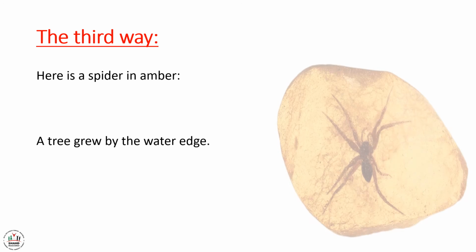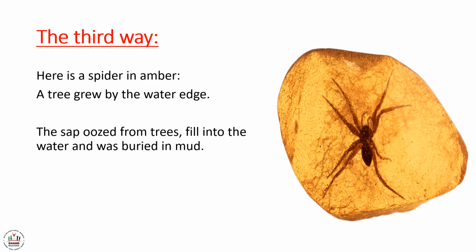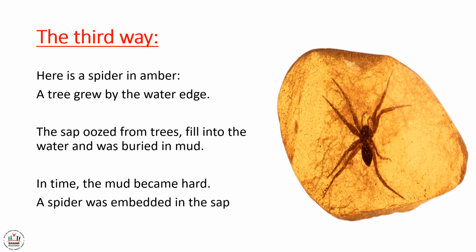Now the last way. Here is a spider in amber. A tree grew by the water edge. The sap oozed from trees, fell into the water, and was buried in mud. In time, the mud became hard. A spider was embedded in the sap.